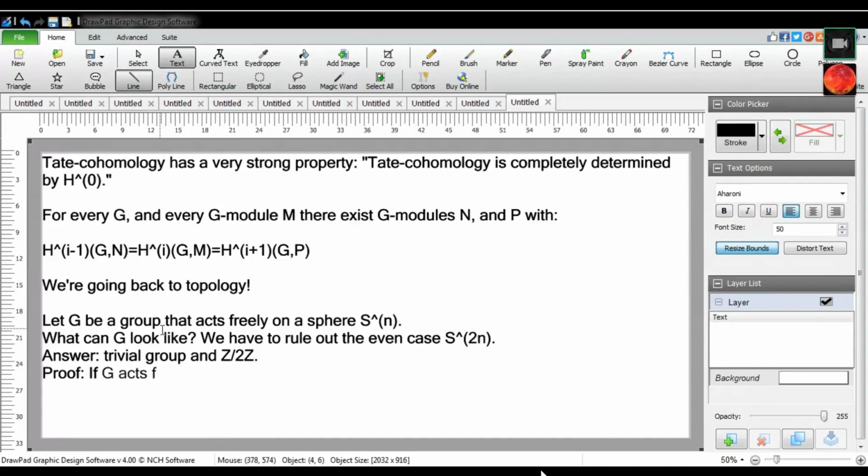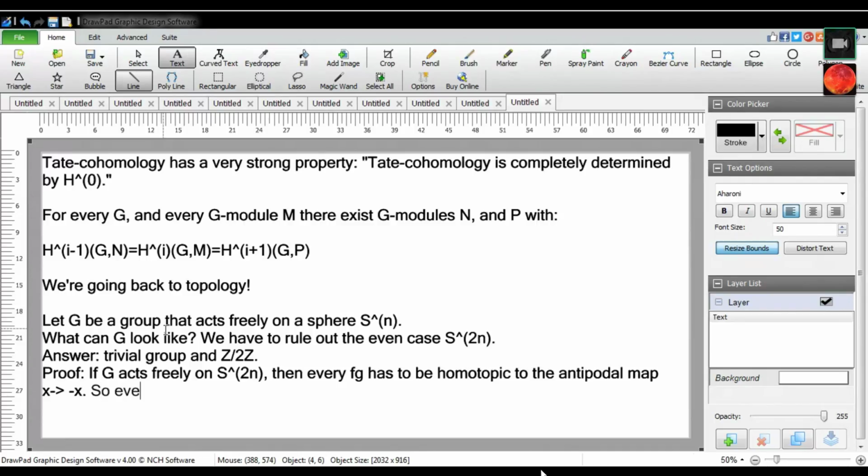If G acts freely on some S^2n, then every f_g has to be homotopic to the antipodal map that sends x to minus x. This is just some topology fact that you know. So every f_g has to have degree (-1)^(2n+1), which is -1.